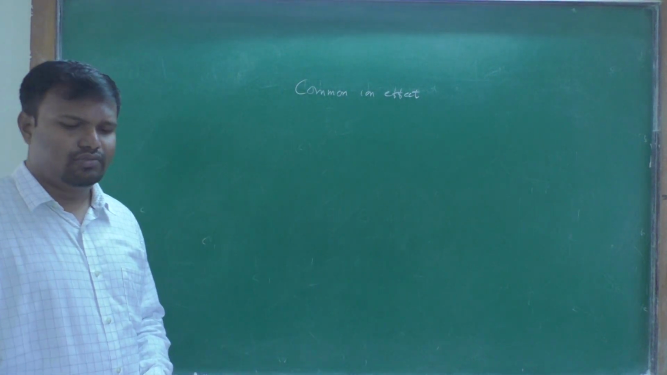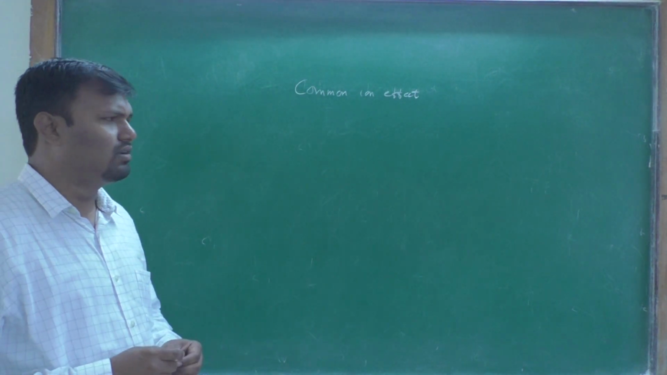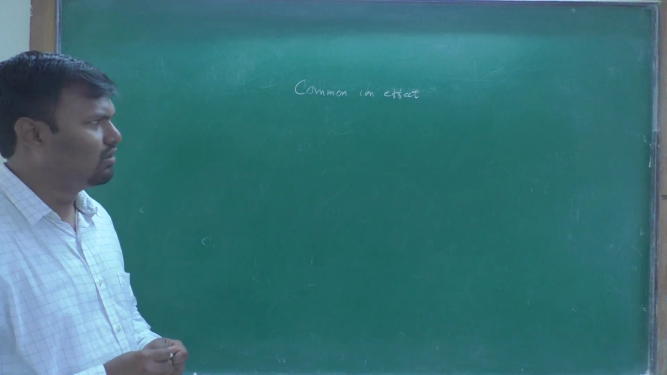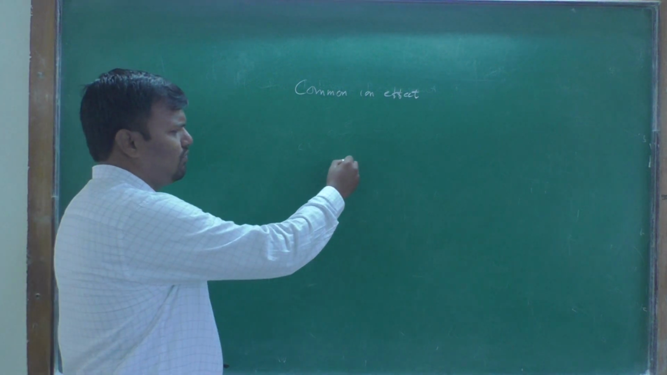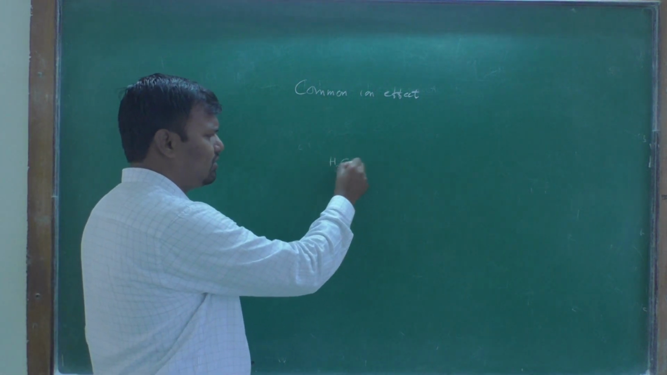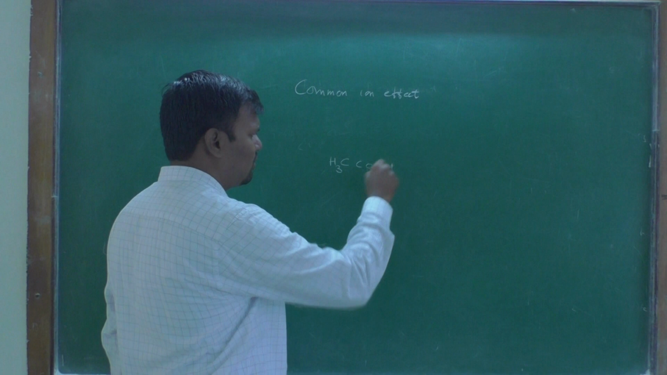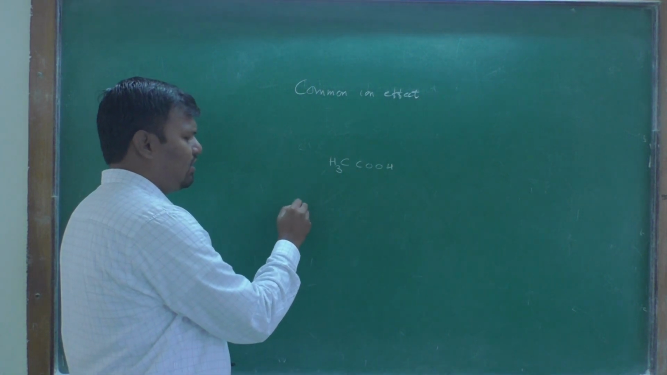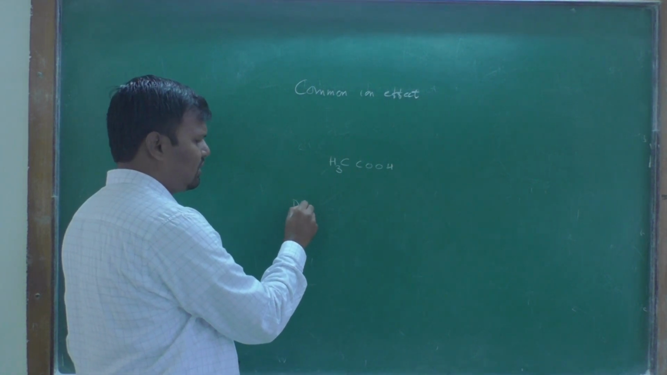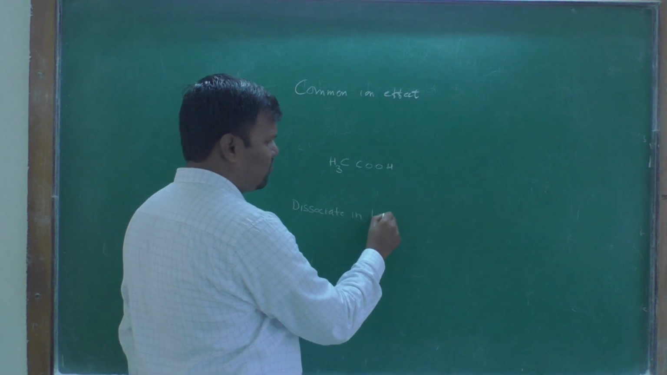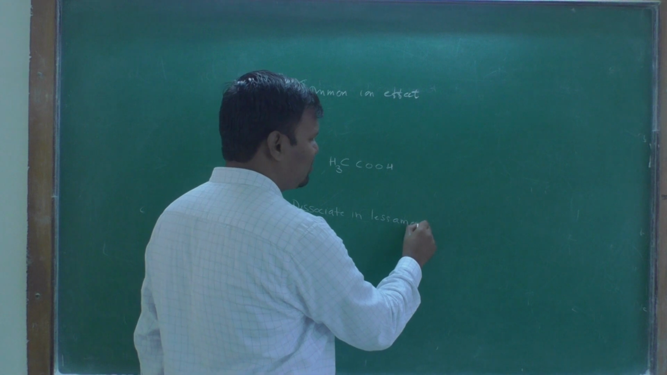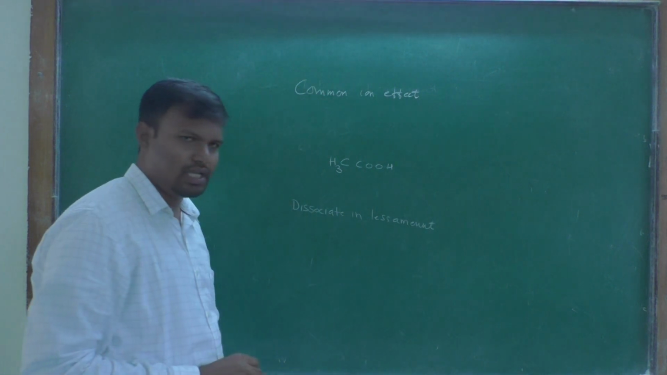Dear students, today we will discuss the common ion effect and the buffer solution. Suppose we have a weak electrolyte. The tendency of a weak electrolyte is that it dissociates in a very small amount.